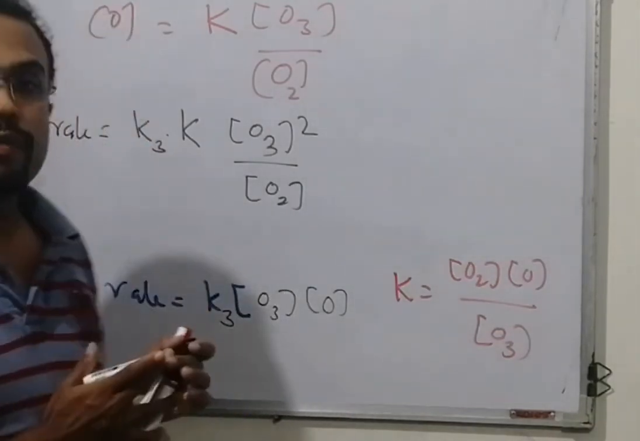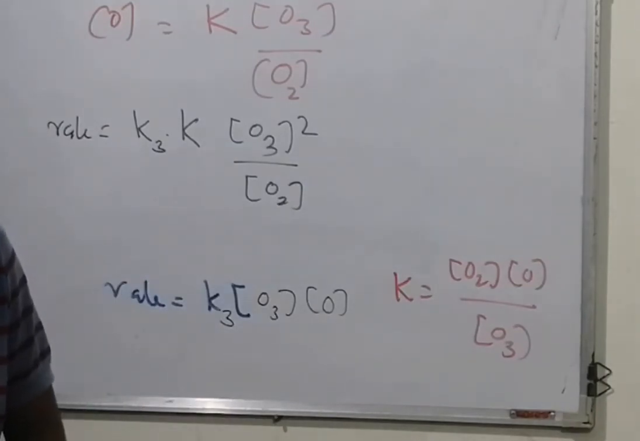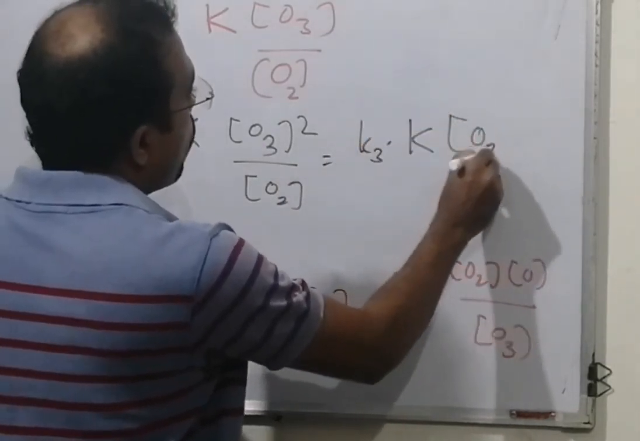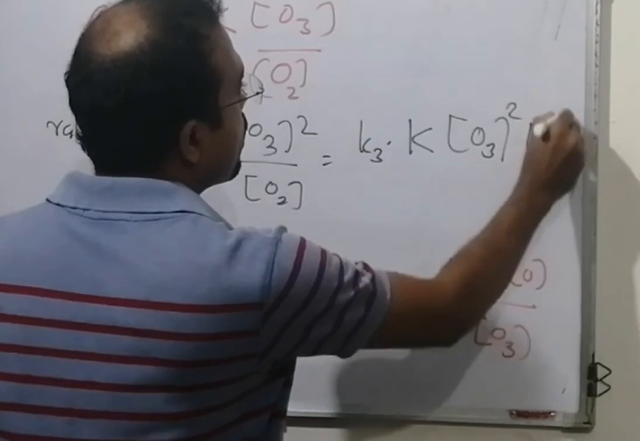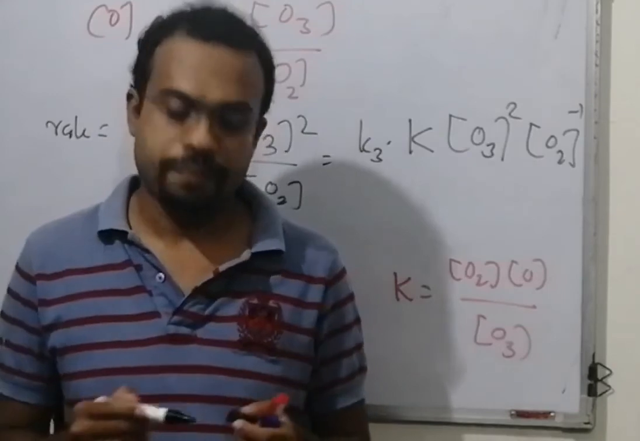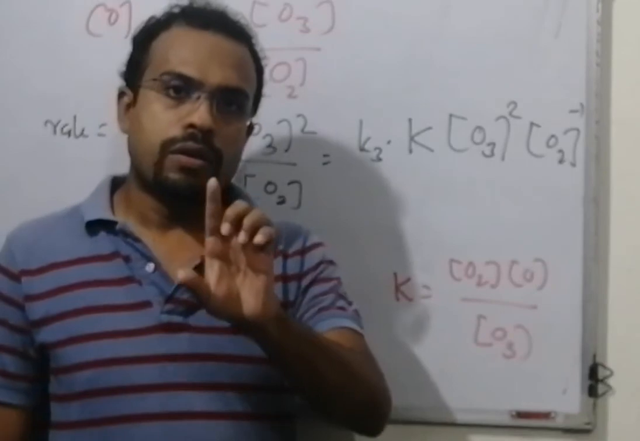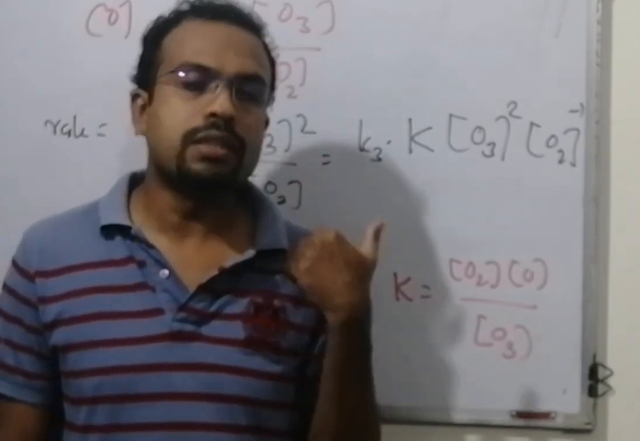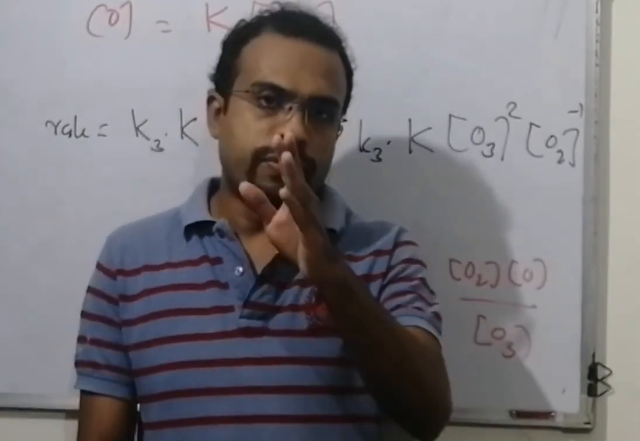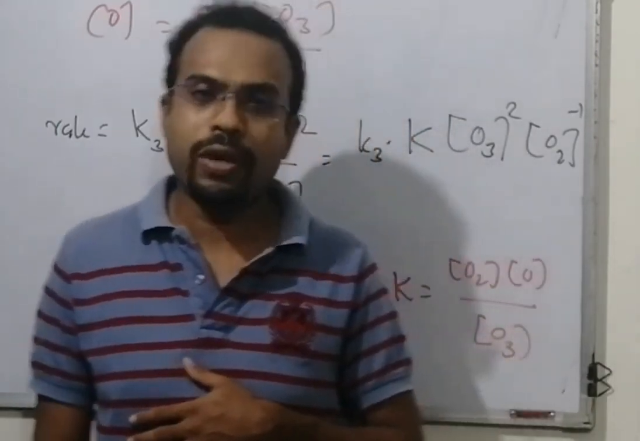This is a reaction that is second order with O3. Or you can write K3 into K, O3 square into O2 raised to minus 1. It has negative order with O2, and the overall order of the reaction is 1, because 2 minus 1. You carefully do this problem. You can see this type of question in various question papers. Please practice it. If you find any difficulty, contact me. We can solve it together. Okay? Have a nice day.